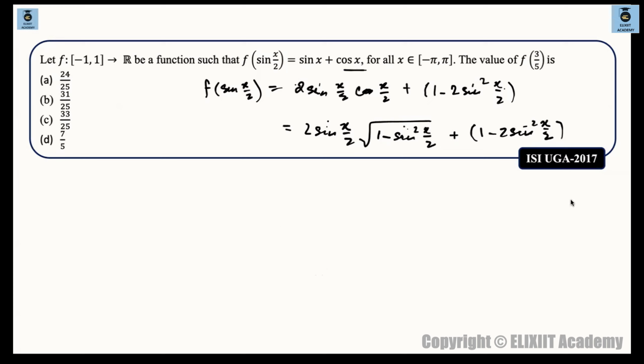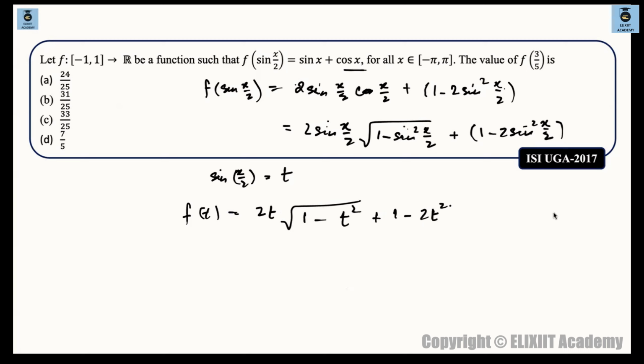ठीक है. So more of a manipulative type question. So this right hand side becomes a function of sin of x by 2. So now what we can do, we can write this sin of x by 2 as t. ये t वगैरह कुछ मान लो, तो f of t is equal to f of t, the function will become f of t is equal to 2t into root over of 1 minus t square plus 1 minus 2t square. हो गया ना. तो ये फंक्शन है.